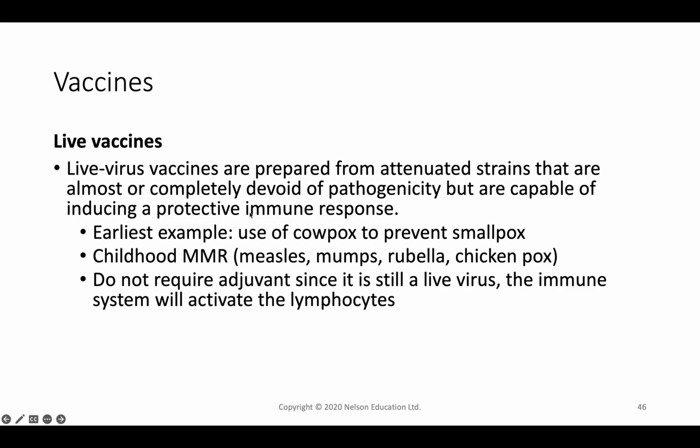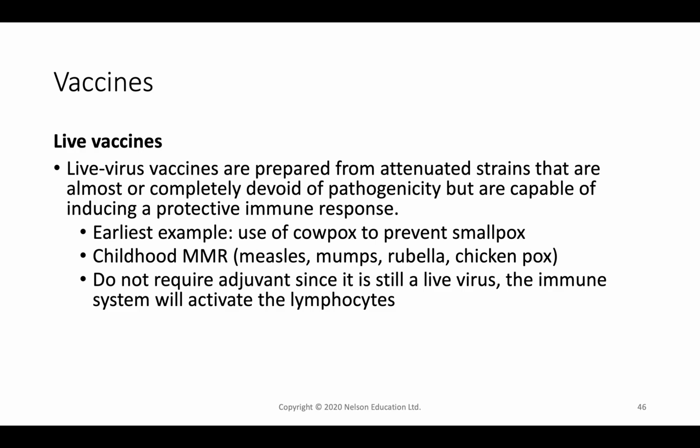So basically what we can do, some of the first examples of this, we're using something very similar to smallpox, such as cowpox, but it's a much more benign virus. It doesn't get you as sick. And once you have an immunity to cowpox, you have an increased immunity against smallpox as well, because they're very similar. Now, one of the more common examples these days, for example, almost everybody here has probably had this vaccination, is the childhood MMR vaccination, which prevents against measles, mumps, and rubella.